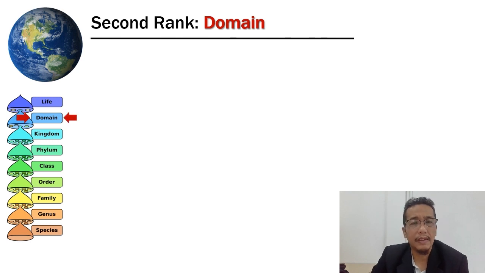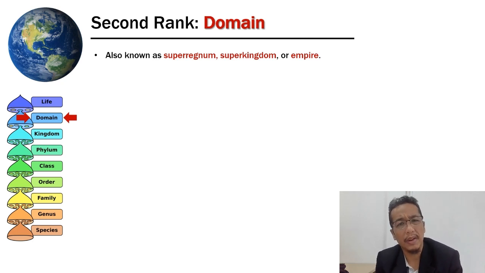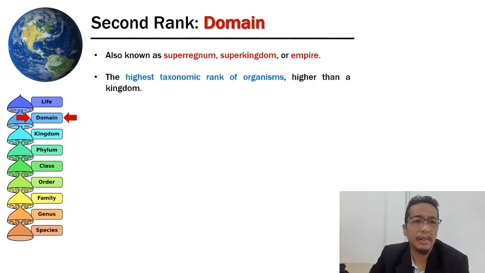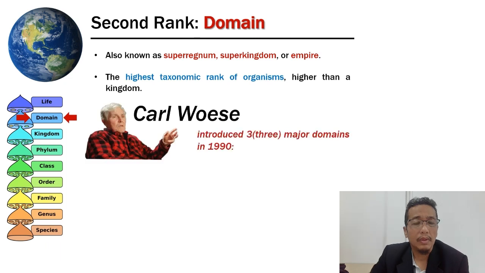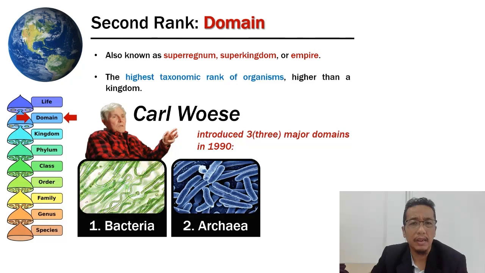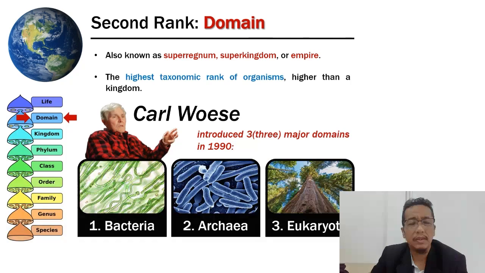Now we go to the second rank, the rank below life. It's the domain. Domain is basically also known as superregnum, superkingdom, or empire. This is the highest taxonomic rank of organisms, higher than a kingdom. According to Carl Woese, he introduced three major domains in 1990. The first domain is bacteria. The second domain is archaea, and the third domain is eukaryota.